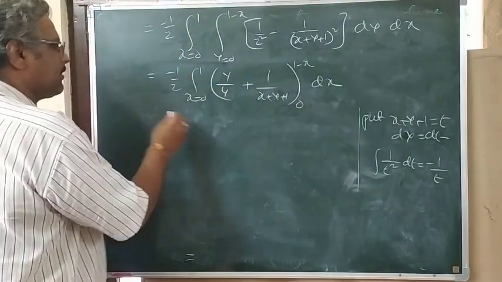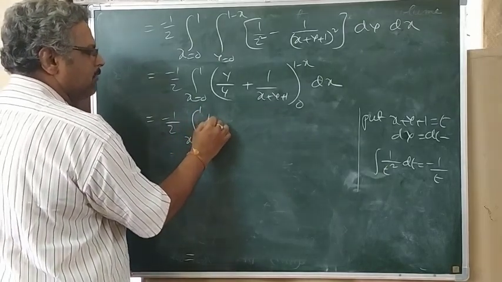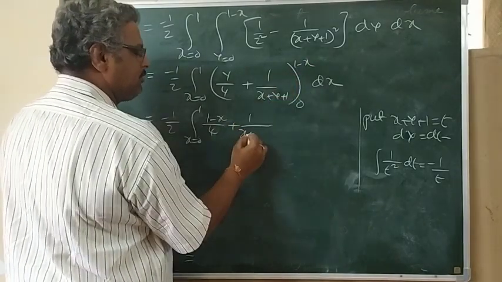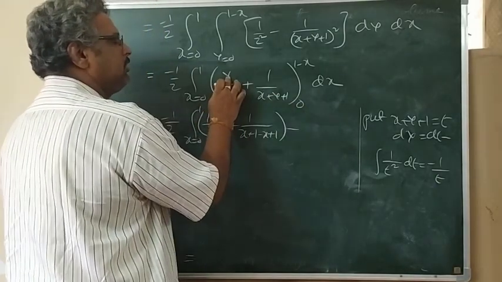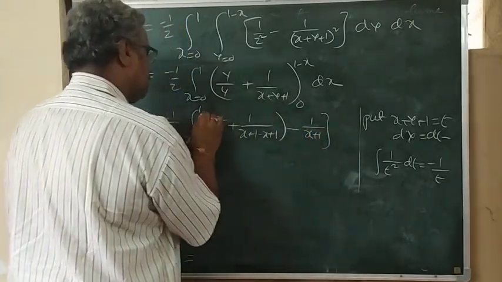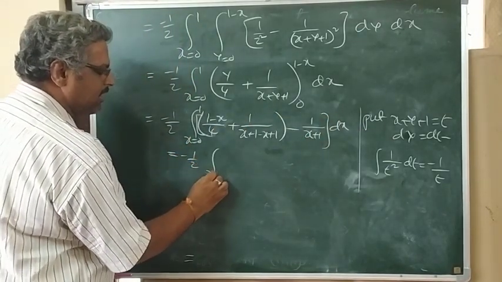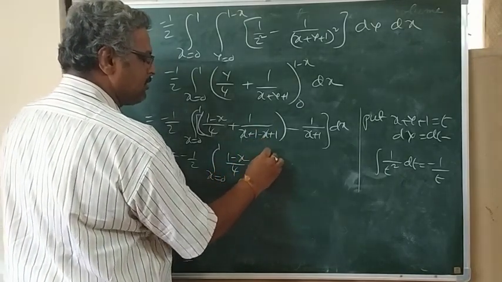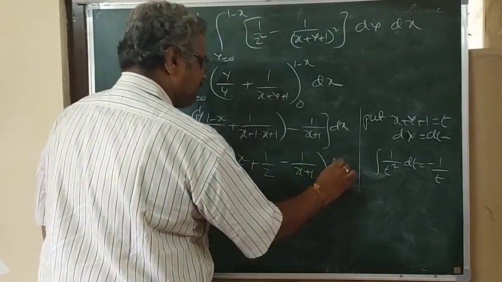Now put y equals to 1 minus x. Minus 1 by 2, integral x is 0 to 1, 1 minus x by 4 plus 1 by x plus y value is 1 minus x plus 1, minus, put y equals to 0, this is 0, y equals to 0, x plus 1 dx. Now after simplification, minus 1 by 2, x is 0 to 1, 1 minus x by 4 plus the x cancel, 1 by 2 minus 1 by x plus 1 dx.